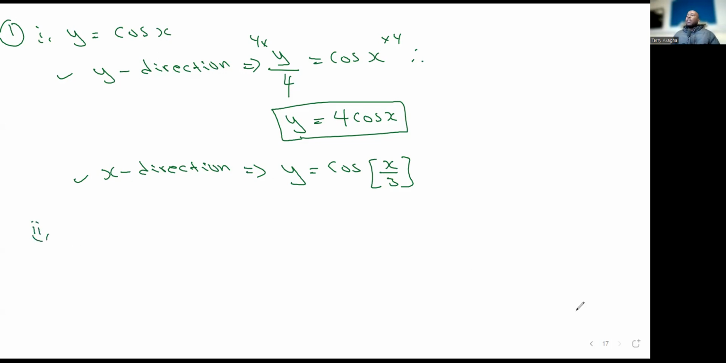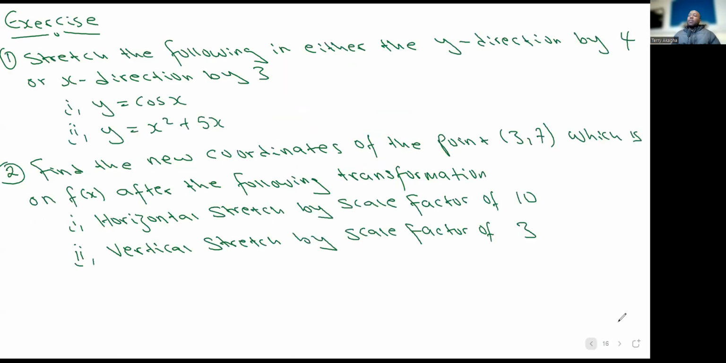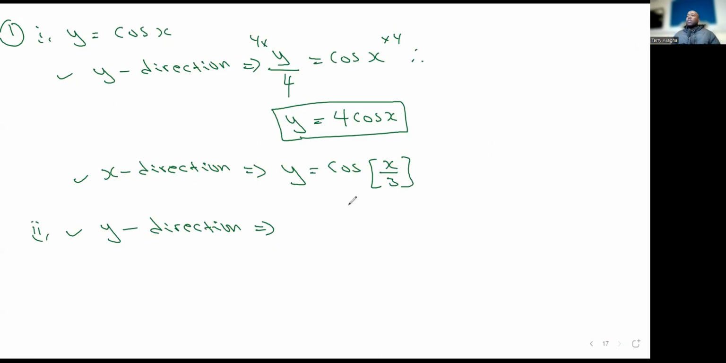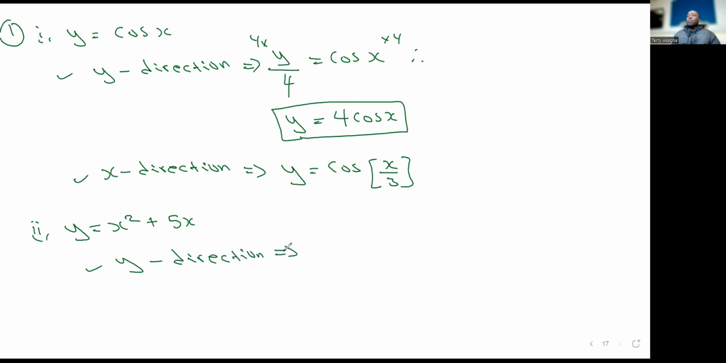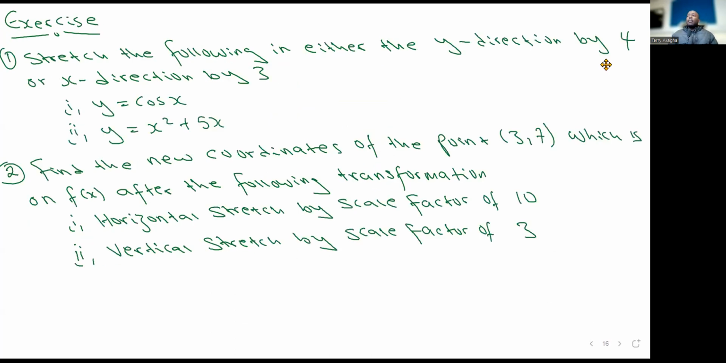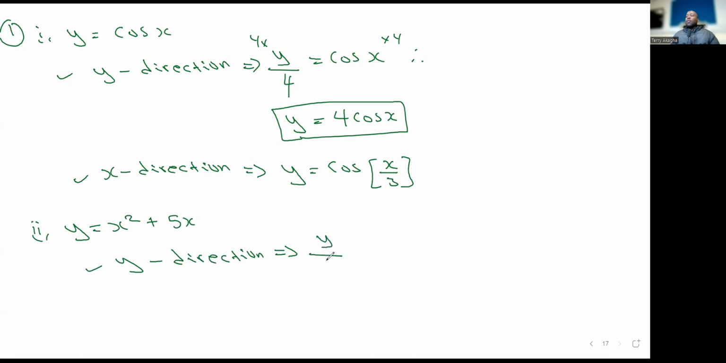Number 2, the next one, we have y is equal to x squared plus 5x. Let me write the question first, so it's easy. y is equal to x squared plus 5x. All right, so let's start. In the y direction, what you do, you replace all the y with y over 4 because we're stretching by 4 in the y direction. So it's going to give us y over 4 is equal to x squared plus 5x. In order to remove this 4, you multiply everything by 4.